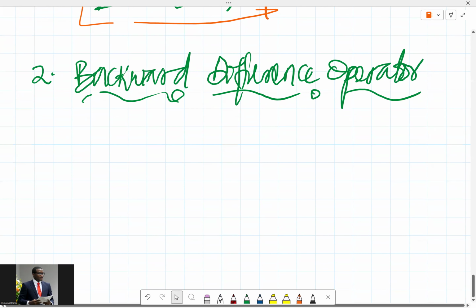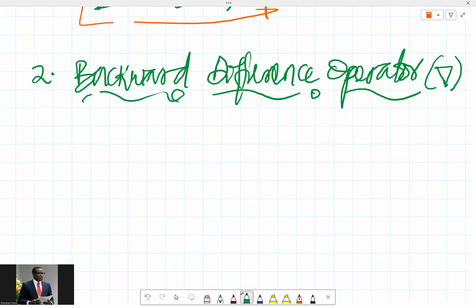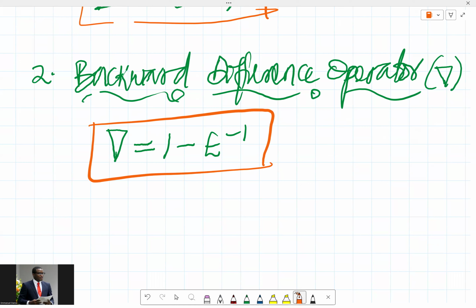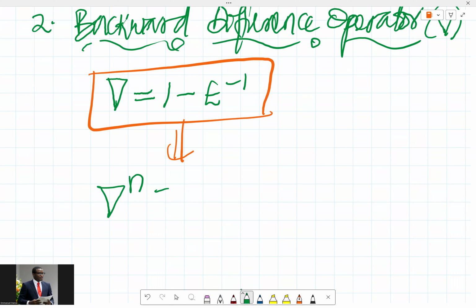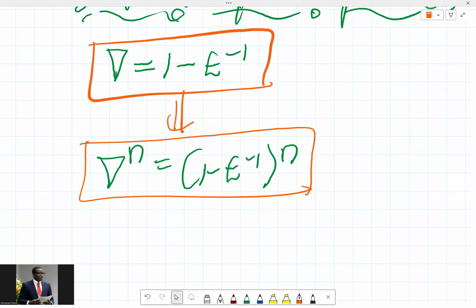The backward difference operator is the triangle facing down like this. Its relationship with the shift operator is like this: backward difference is 1 minus E raised to power minus 1. So it's 1 minus the inverse of the shift operator. That also implies that the nth order backward difference is the same thing as 1 minus the inverse of the shift operator, all raised to power n. So that also goes.